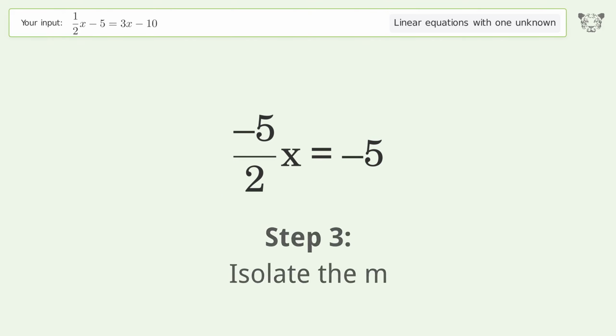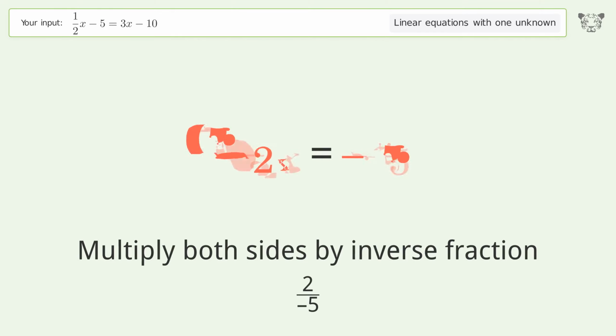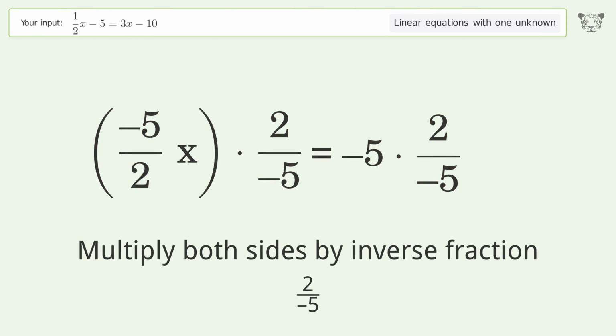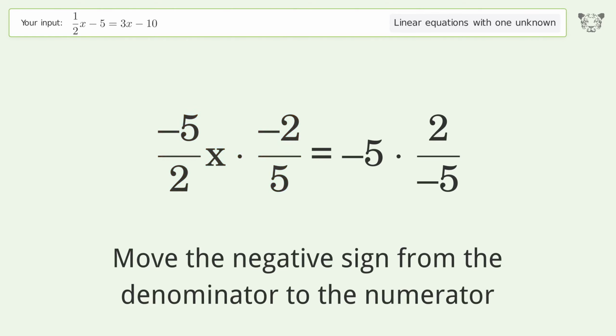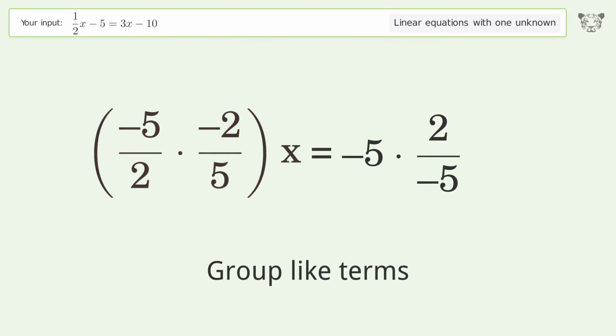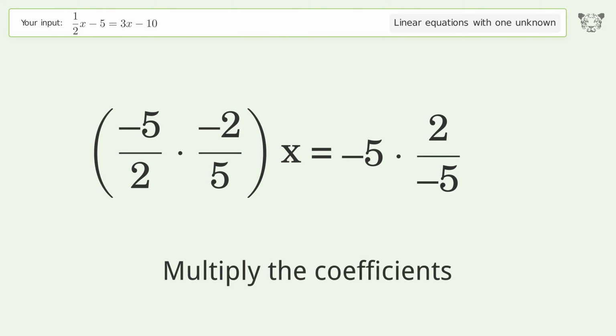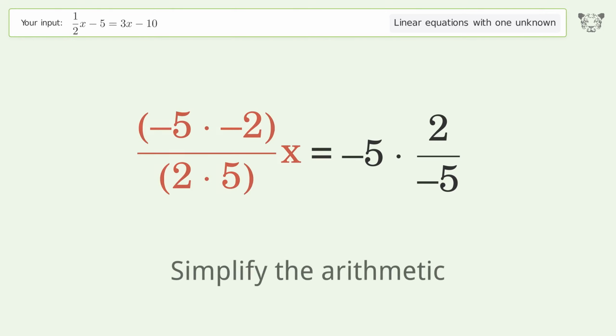Isolate the m. Multiply both sides by inverse fraction 2 over -5. Move the negative sign from the denominator to the numerator. Group like terms. Multiply the coefficients. Simplify the arithmetic.